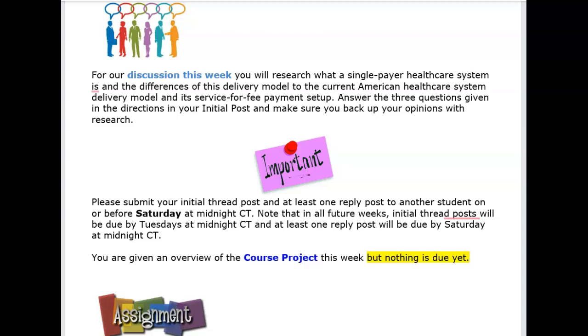All right, so remember, this is a short week. Class began on Wednesday, and so you're required to submit your initial thread post and at least one reply post to another student on or before Saturday at midnight Central Time. Note that in future weeks, initial posts will be due by Tuesdays at midnight, and at least one reply post will be due by Saturday at midnight Central Time. You can always refer to the course calendar for those due dates. Keep an eye on my class announcements because I also send out those reminders.